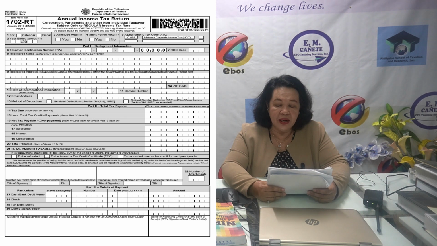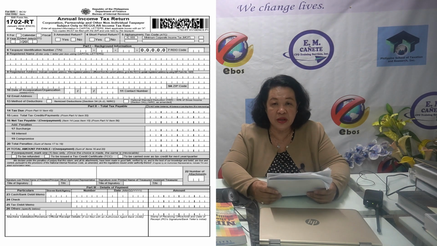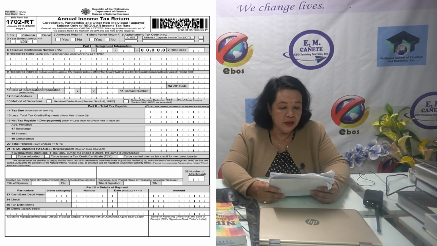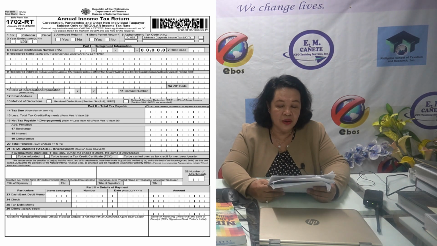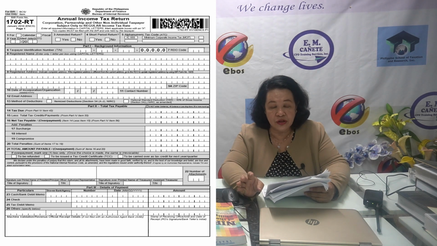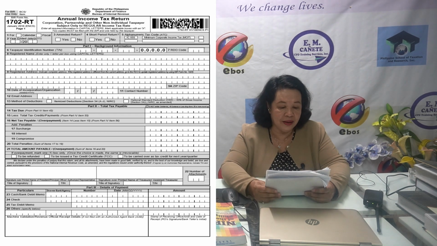And then we have line number 7, the RDO code. The RDO code can also be taken from your certificate of registration. Line number 8, we have the registered name. Enter only one letter per box using capital letters. If you have the name in your Securities and Exchange Commission certificate, then you have to copy that, but you have to fill this with capital letters.